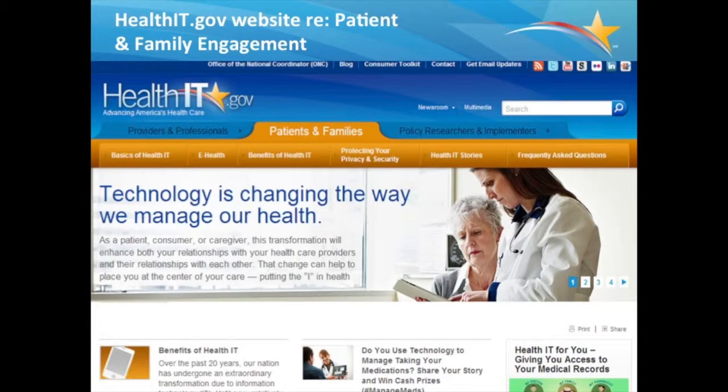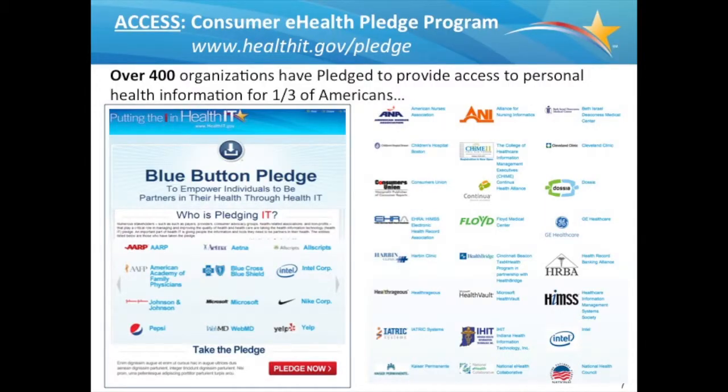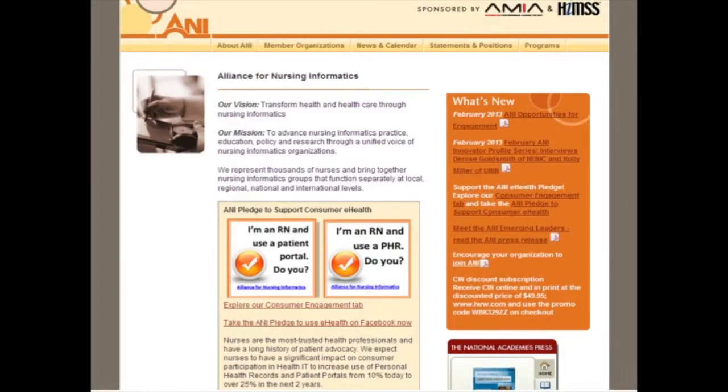We talked about the 3A's and about the pledge campaign, but there were two really important organizations that stepped up in the nursing space to do some very particular things during the pledge campaign, and actually they're still going on. So the first one is the Alliance for Nursing Informatics. How many people are familiar with ANI? A few. Many, okay.